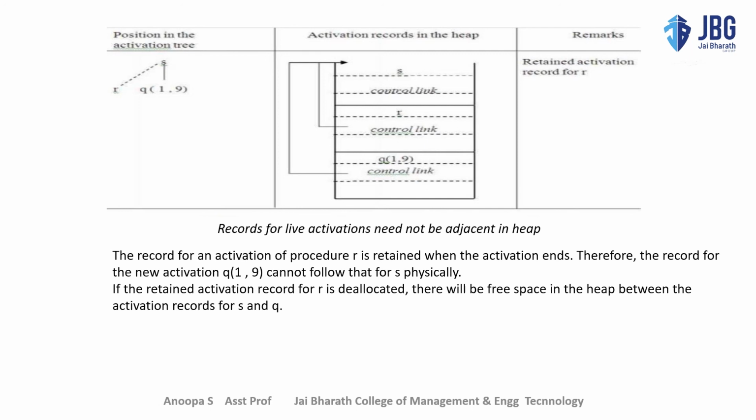The record for activation of procedure R is retained when the activation ends. Therefore, the record for the new activation Q cannot follow that for S physically. So if the retained activation for R is deallocated, there will be free space in the heap between the activation records for S and Q.